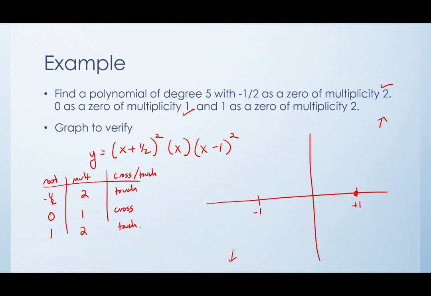So we know we have a root there, we know we have a root at 0, we know we have a root at 1/2, and so we know at 1/2 it's going to touch. We know at 0 it's going to cross, and we know at 1 it's going to touch. So roughly speaking, we're looking like this for our graph. Okay.